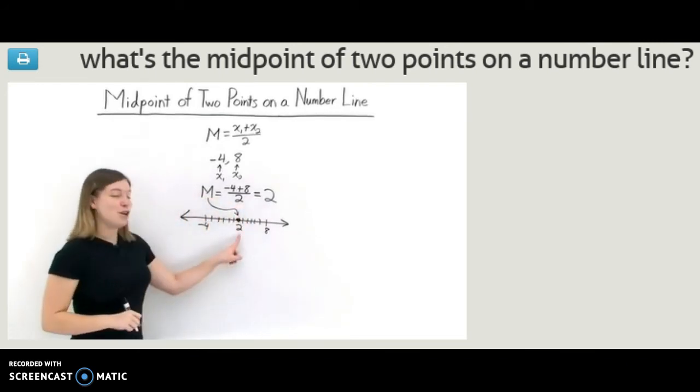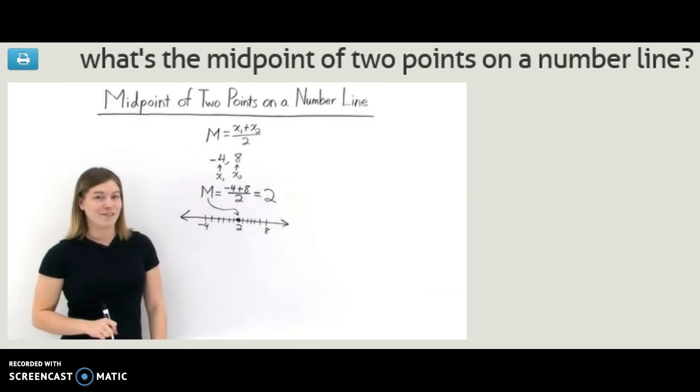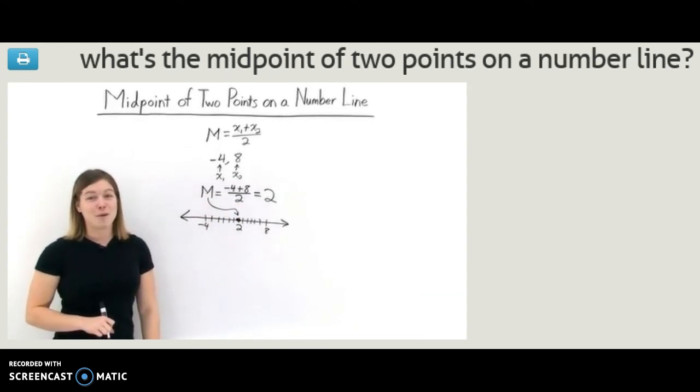So again, we find that 2 is the midpoint between our 2 points. Now we know how to find the midpoint of 2 points on a number line.